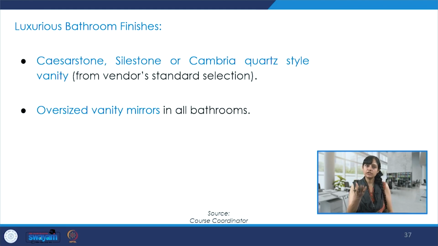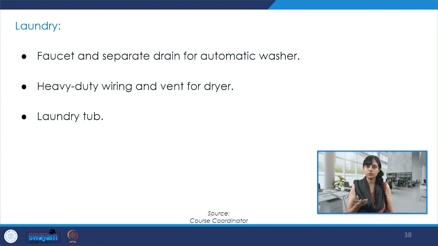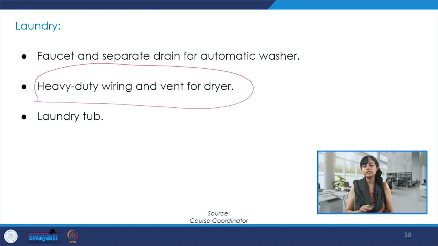There are some finishes that you see over here also in case of the vanity. There are oversized vanity mirrors in all bathrooms, and they are very, very important and interesting finishes. Also we see in the laundry some interesting details, whether it's the tub or the faucet or even the heavy duty wiring and the vent for the dryer that we see, even that has a very interesting finish. So it requires a tremendous amount of detailing for a project like this.